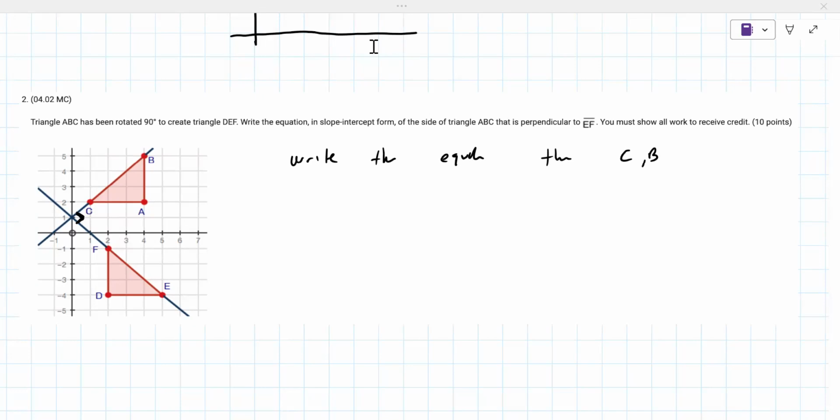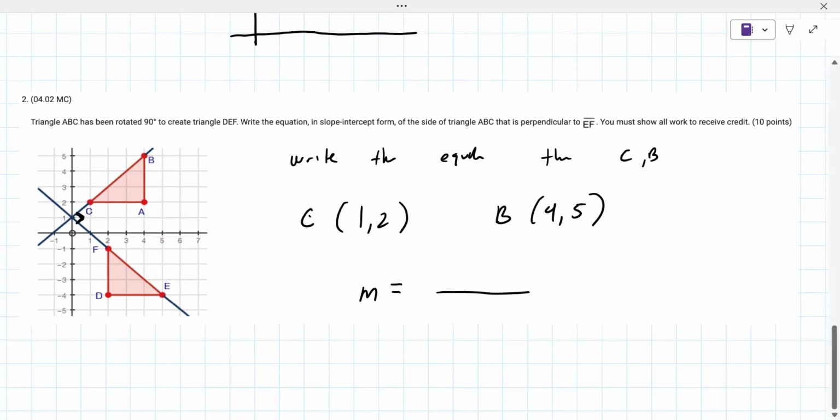Now to do that, there's a number of ways to do this. I think we should just be very consistent with standard practice. So let's write the points for C. C has points 1, 2, and B has points 4, 5. So we want to first determine the slope between those two. So could you do that for us, please?